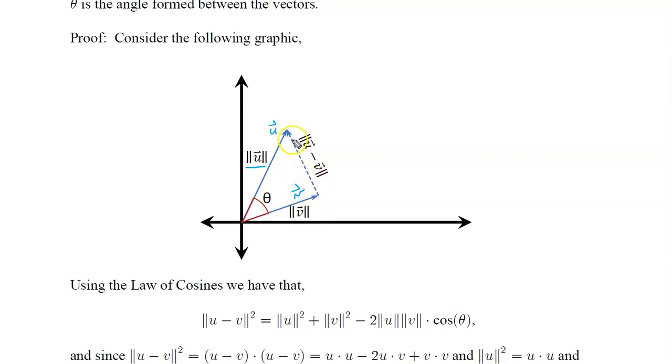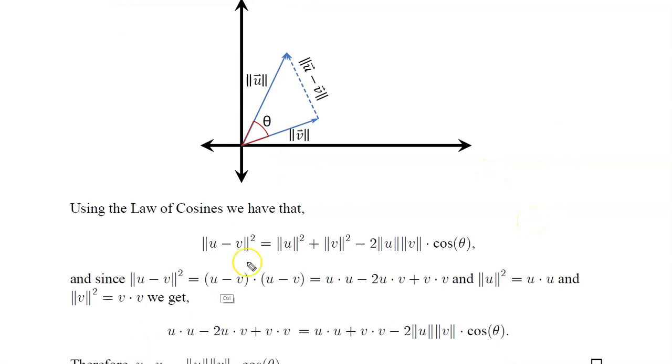This vector right here is going to be U minus V. Now really, remember, it actually lives over here, but we have it drawn right here. And the length of this side of the triangle is magnitude of U minus V. Alright, so what we have here is a triangle with the lengths of each side labeled. And notice that this angle right here between U and V we will label as theta. Now, by the law of cosines, we have this result down here.